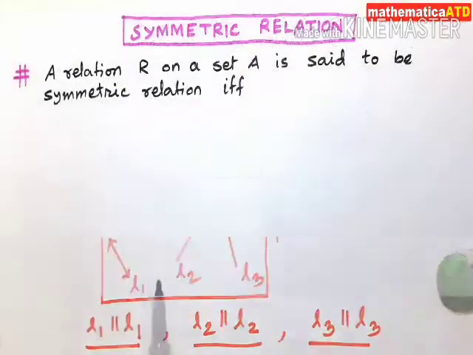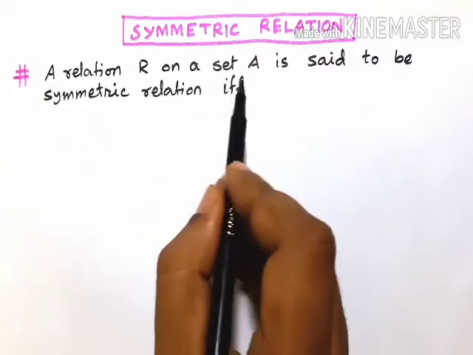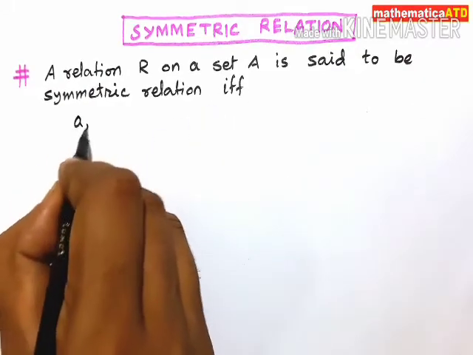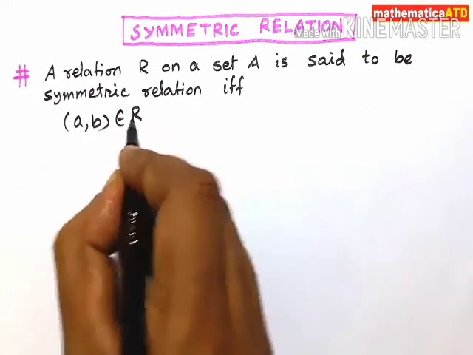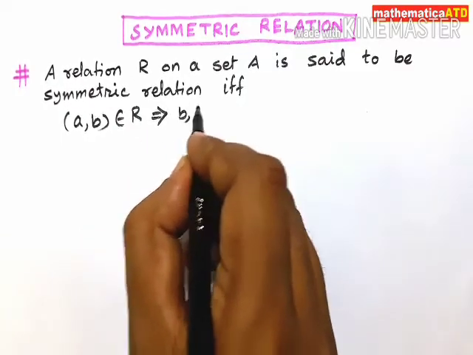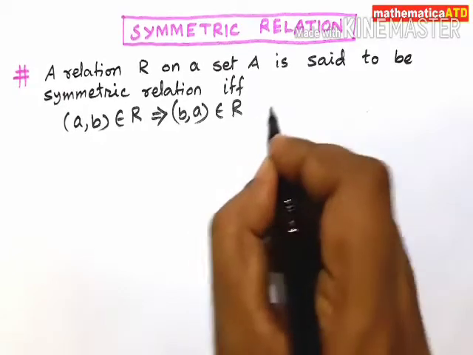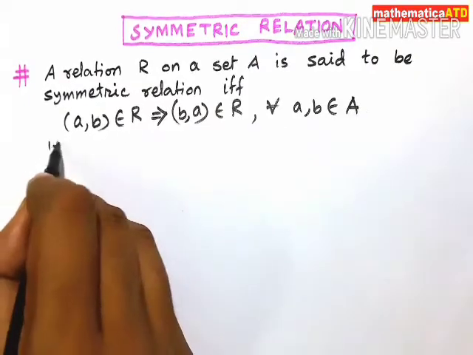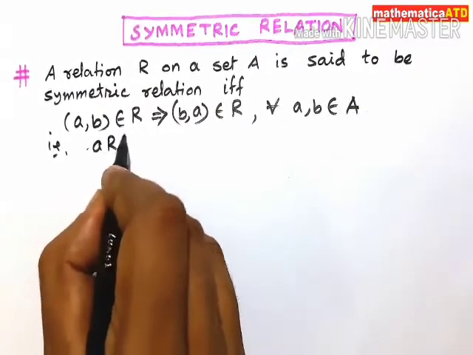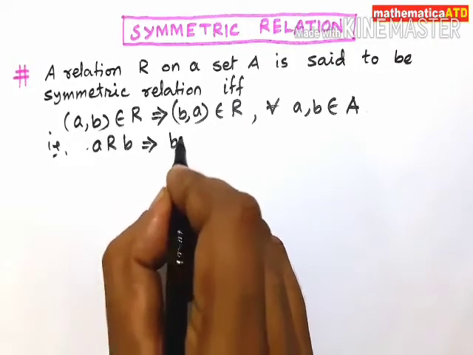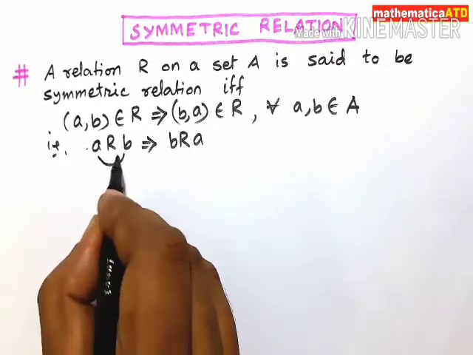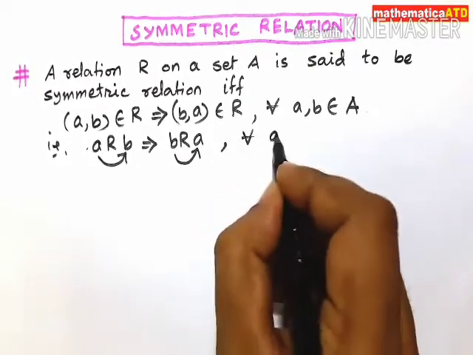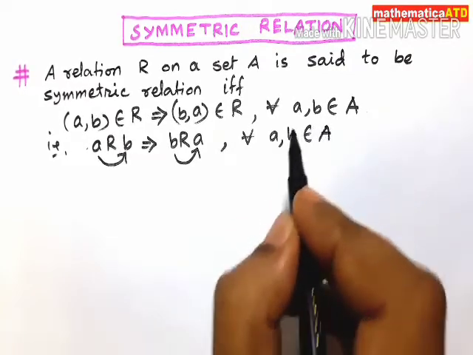Symmetric relation. A relation R on a set A is said to be a symmetric relation if and only if (a, b) belongs to R implies that (b, a) belongs to R for all a, b belonging to the set A. That is, we can say that aRb implies bRa. That is, if a is related to b, it implies that b is related to a for all a, b belonging to the set A.